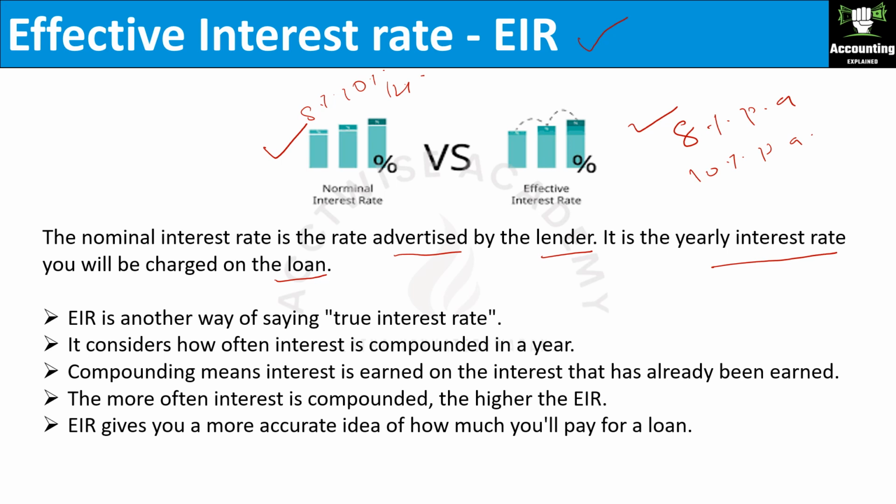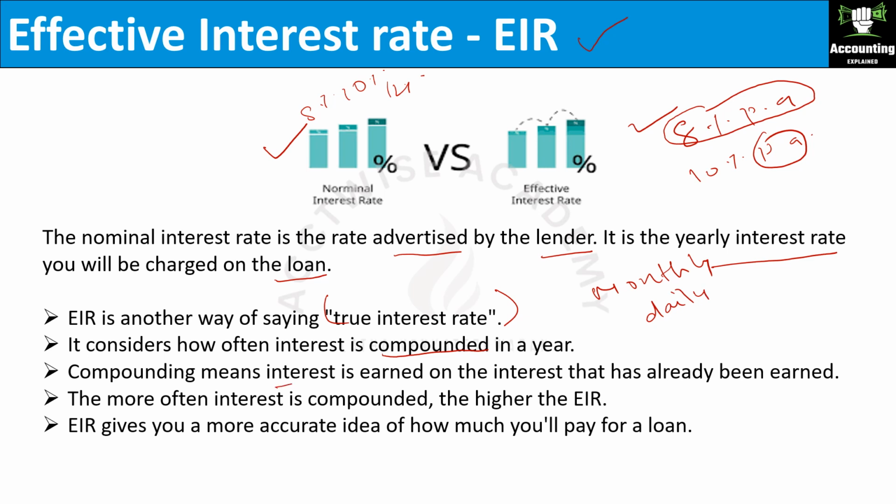Whereas EIR is another way of saying true interest rate. We are going to find out the true interest rate. Though the lender says 8% per annum, we are going to find out the true interest rate for the loan we have taken. It considers how often interest is compounded in a year, whether it is compounded yearly, monthly, daily, half yearly or quarterly, etc.